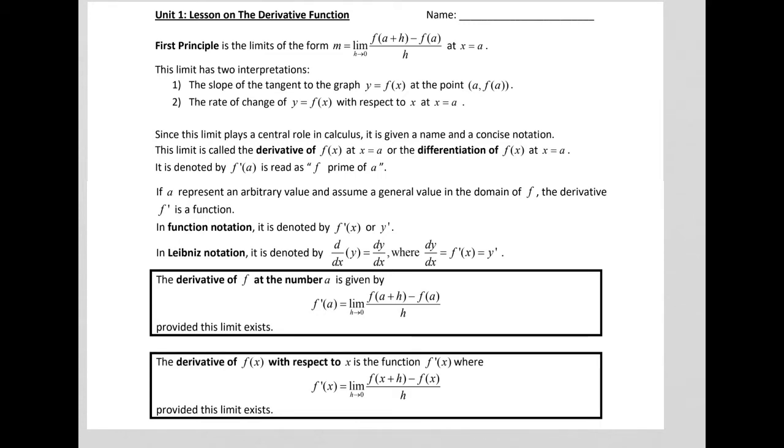Therefore, instead of saying m equals the limit of f of x plus h minus f of x divided by h, I can write f prime, or I can also write y prime, or I can also write dy over dx.